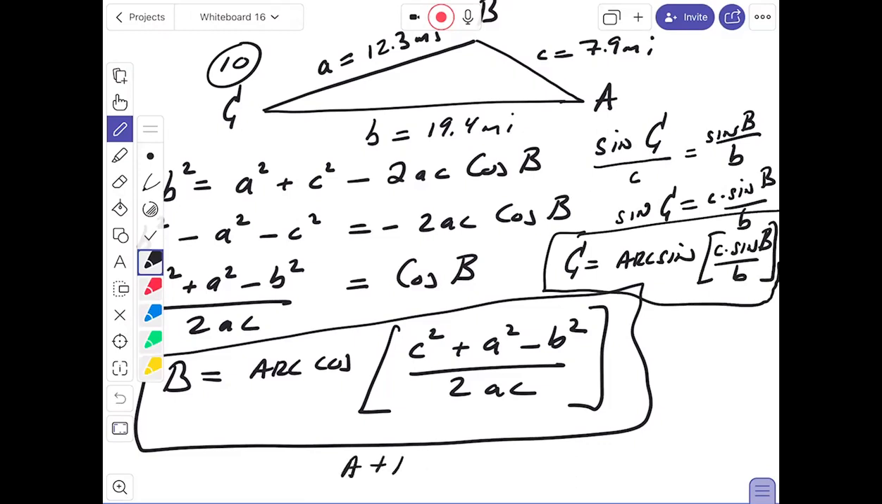What comes next? A plus B plus C equals 180 degrees. And what's the angle I don't know? I don't know A. So what's A going to equal? 180 degrees minus B minus C. Put that in a box.